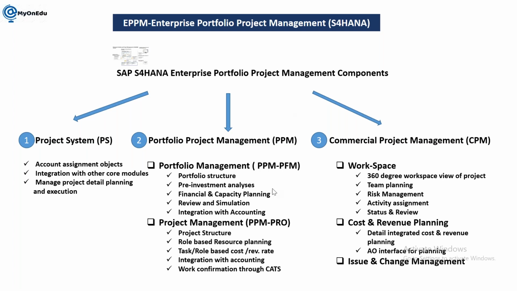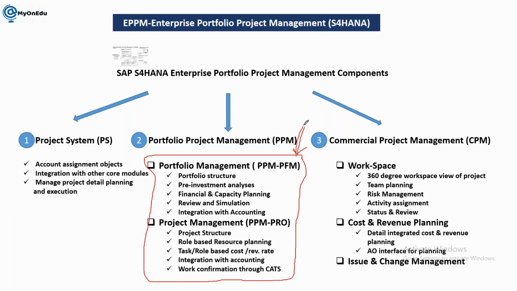You are talking about portfolio project management or CPM? No, portfolio project management. Under portfolio management, you're talking about integration with accounting. When you were talking about that, you said accounting can be integrated with other systems. When I say other systems, it is SAP S/4HANA core other modules, like internal order, where you're managing. Okay, that's fine. Got it. But if you want to go with a third party, SAP has not given any standard solution.